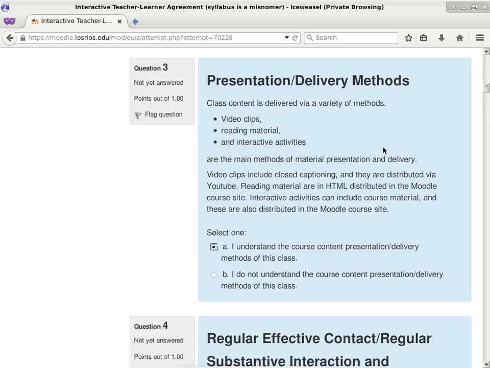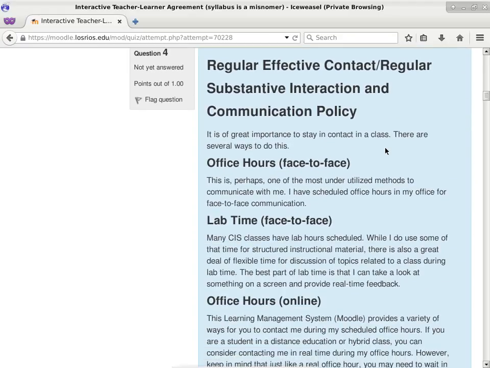All right, moving on. This is also new. This is added because of accreditation. In accreditation they're looking for regular effective contact. It doesn't really apply that much to face-to-face classes. In order for me not to have regular effective contact with you in a full face-to-face class, I will have to try very hard.